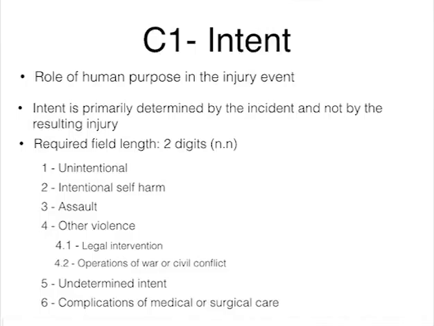Unintentional is defined as an accidental injury event. Intentional self-harm is a deliberate intent to cause harm, injury, or death against oneself. It includes suicide and self-mutilation. Assault includes injuries sustained by a bystander to a violent incident. Other violence includes 4.1, legal intervention used by law enforcing agents to enforce the law, and 4.2, violence secondary to operations of war or civil conflict.